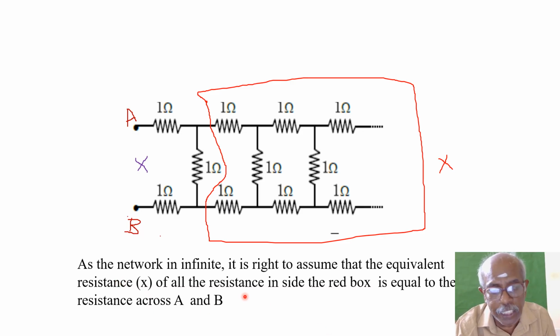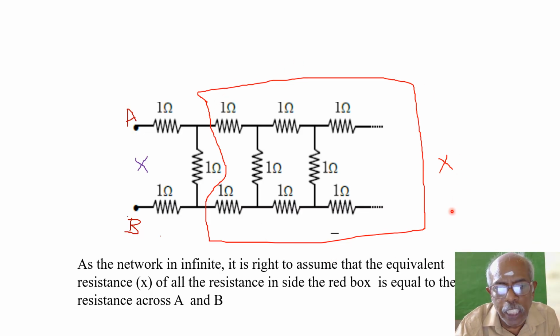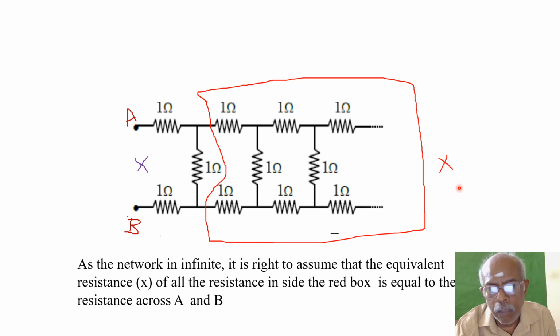So it is justified to assume that this is also X and that is also X. Now, let us find the value of X. We assume that the resistance up to inside this box is X. Now in the network we have 4 resistances. What are these 4 resistances? This is 1 ohm, number 1.